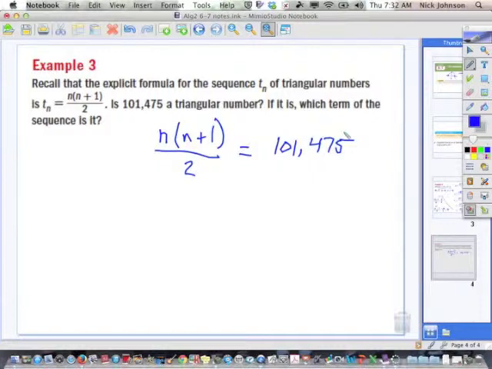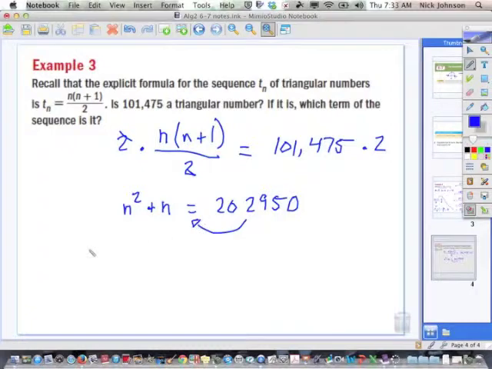Now, can we make it into a quadratic problem? Sure. Let's put this in the standard form. So I've got to multiply by 2. Why? Because I've got to get rid of this 2. So I multiply this by 2. n times n is n squared. n times 1 is n. My 2's are gone. Equals 101,475 times 2, which is 202,950. So put this into standard form.